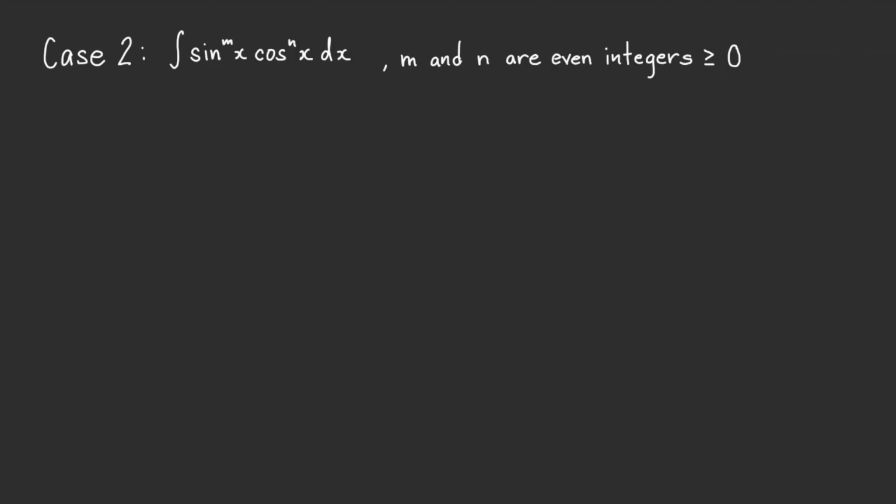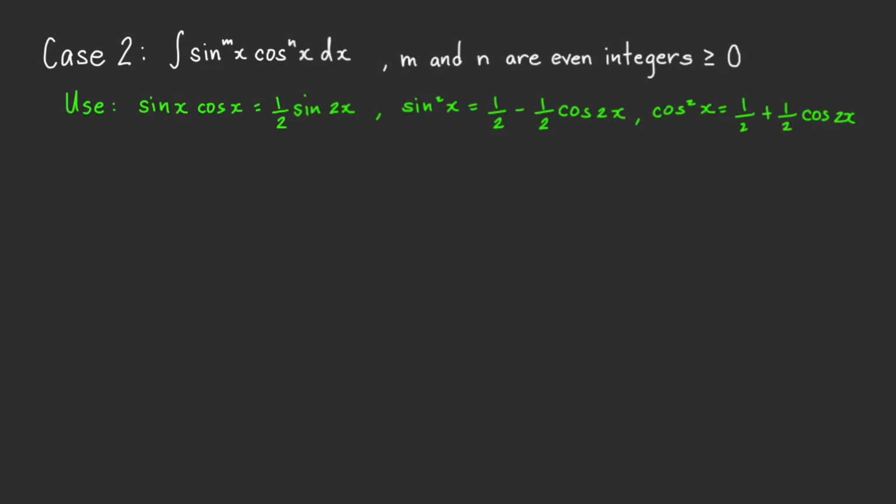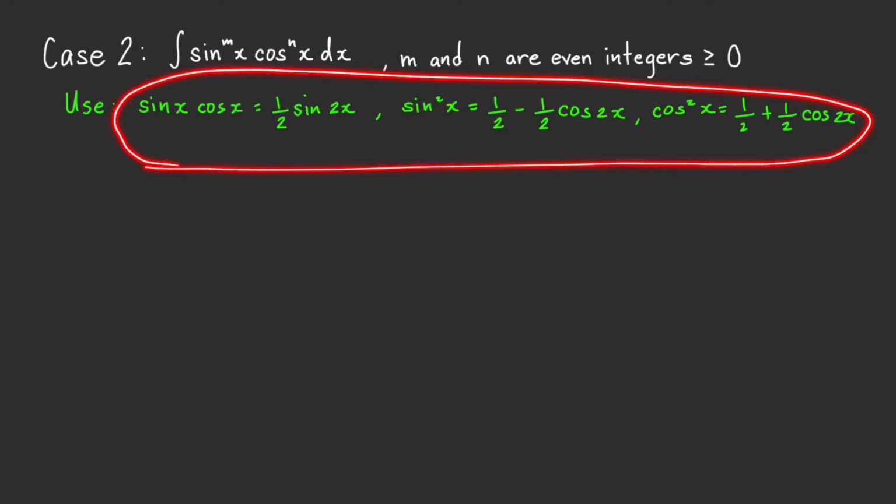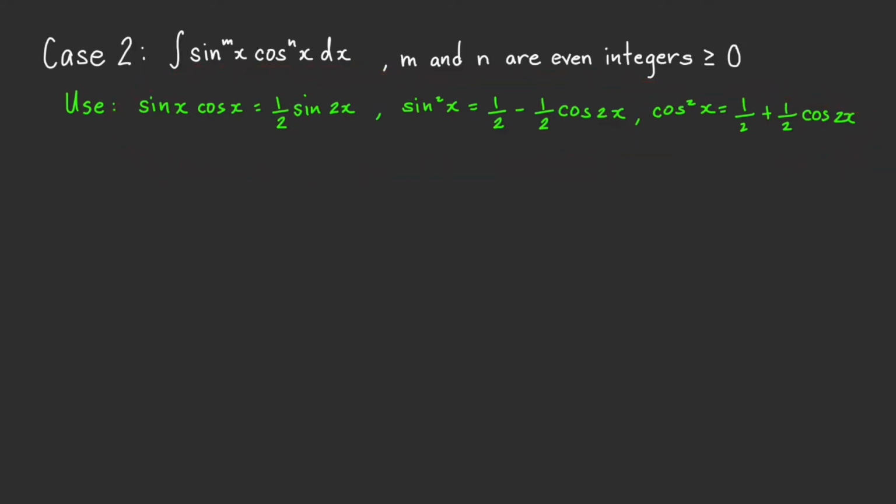Now let us consider the case where m and n are both non-negative even integers. For this case, the strategy is to use the following identities. These trigonometric identities came from double angle identities. Let's have some examples. Let's say we want to evaluate the integral of sine squared x dx.